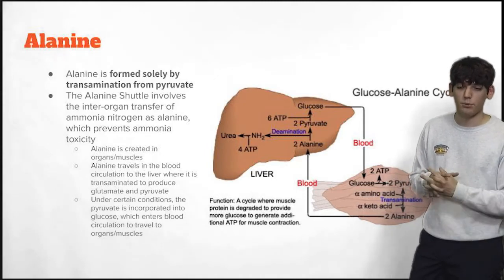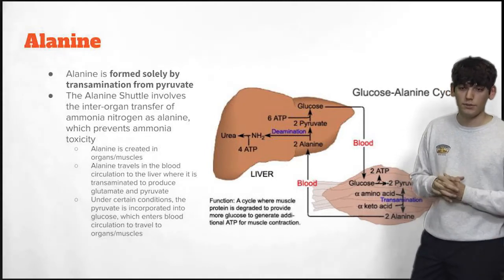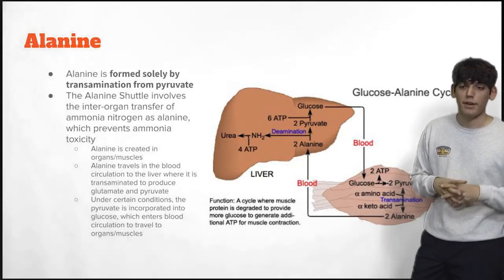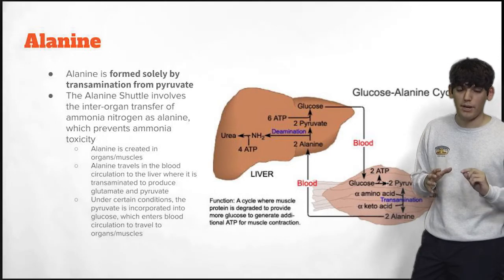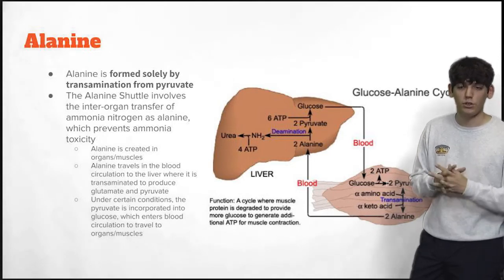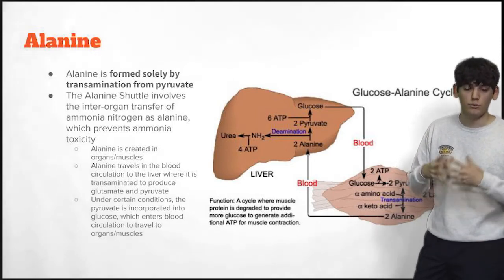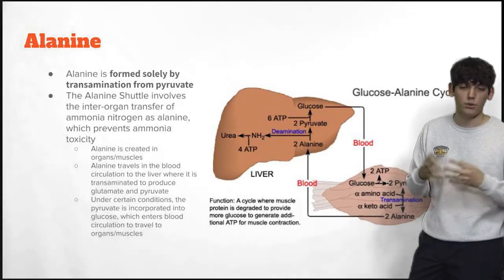Alanine can then get transported via the blood to the liver. In the liver, alanine will then get transaminated back to pyruvate, and that pyruvate will then get incorporated into glucose, and that glucose can go back to the muscles or the brain or any vital organs that need it.